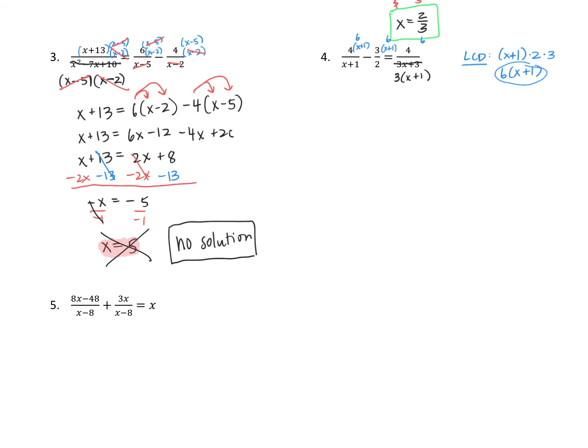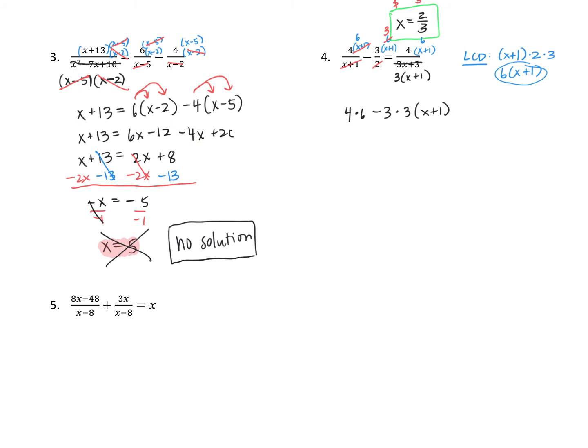I didn't mean to make it look like a fraction bar there. Okay, so 6, and x plus 1. All right, so let's see what cancels out now. In the first fraction, the x plus 1's cancel, and I'll have 4 times 6. In the second fraction, the 2 cancels with the 6, so 2 goes into 6 3 times. So I have a minus 3 times 3 times x plus 1.